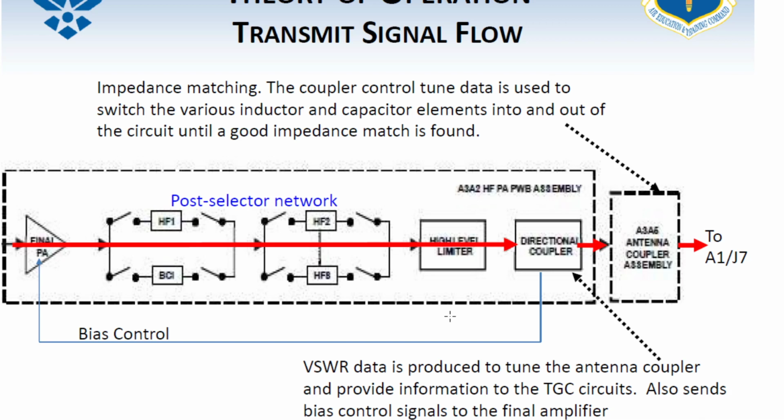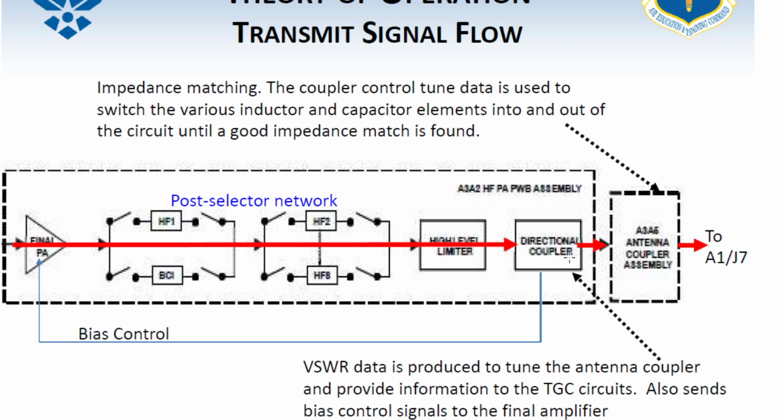Now, directional coupler here is going to do a couple things, and that wasn't a funny joke there, but the VSWR data is produced to tune the antenna coupler and provide information to the TGC circuits, those transmit gain control circuits, and also sends bias control signals to the final amplifier. This thing is going to ensure that you have enough power being pushed from this final PA here. That's why it shows this bias control, to get that signal out, that frequency that you guys programmed on the front of the radio. That's what it's doing. So it needs to send a signal back here so this knows how much power to push through for the specific signal that you have coming in.